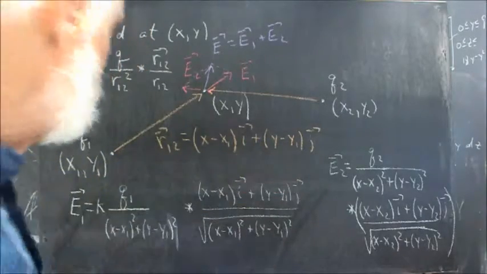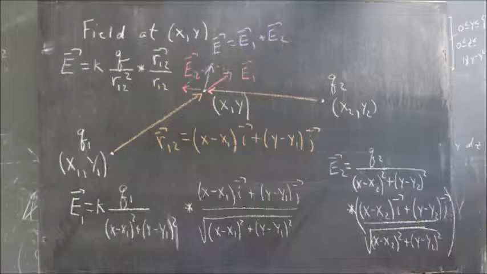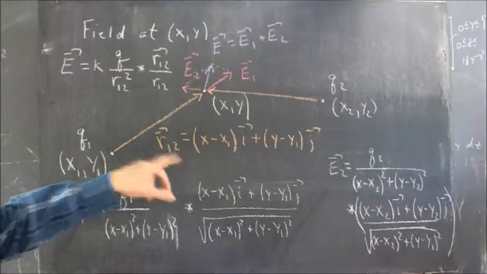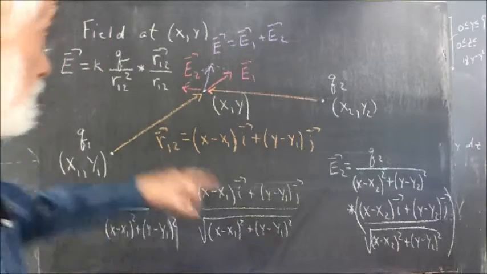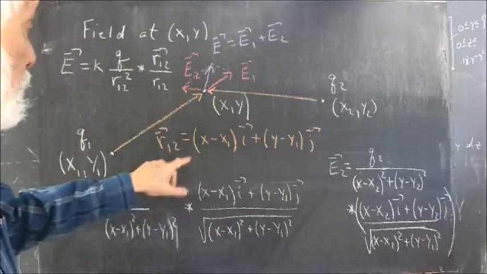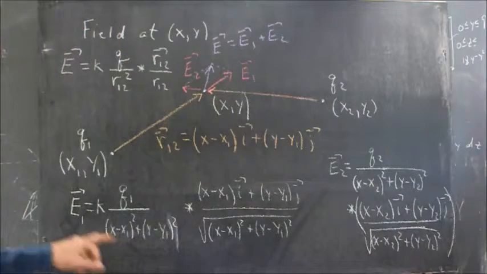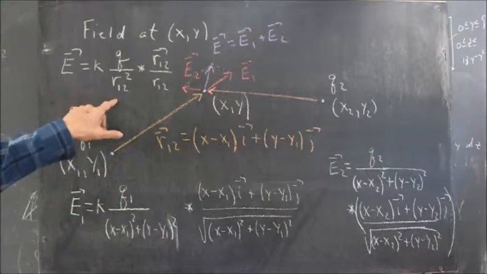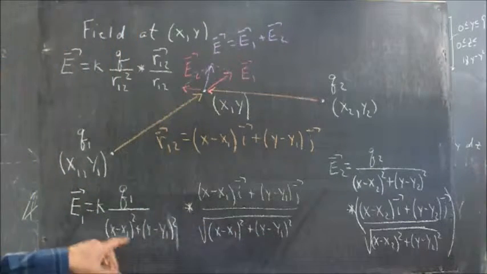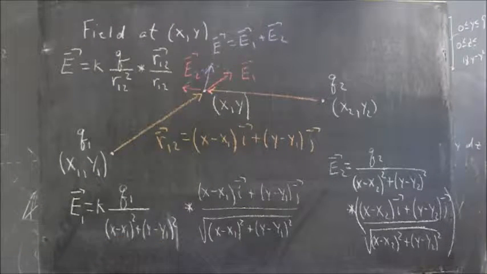So here's your r12 vector, and we can fill in everything else, because everything else is just either the r12 vector or the magnitude of the r12 vector. So r12 magnitude is the square root of x minus x1 quantity squared plus y minus y1 quantity squared. That's going to go here underneath the r12 vector. This is your unit vector in the direction of r12. r12 squared is just the square of this square root, so that's just x minus x1 quantity squared plus y minus y1 quantity squared.